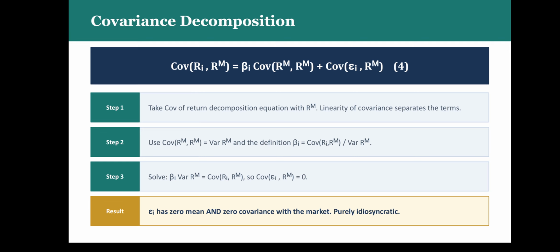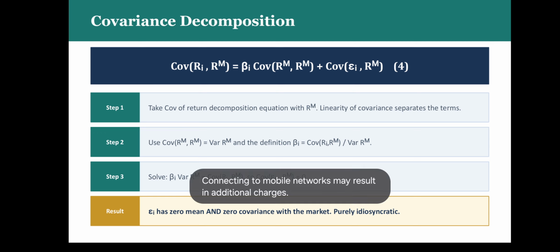This is a crucial result. The residual epsilon i is uncorrelated with the market. Combined with its zero mean, epsilon i is genuinely idiosyncratic. It has no market component whatsoever.